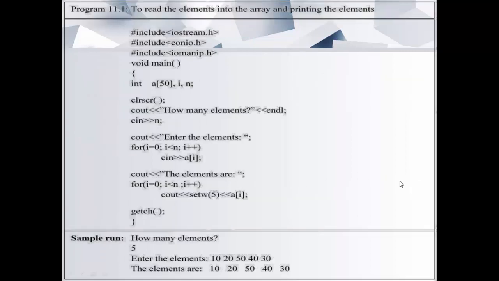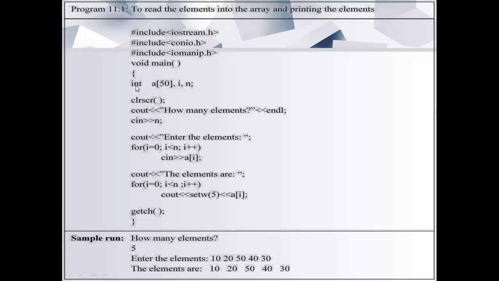So next here is a complete program, how to input the values and how to get the output, the same as we did in the previous program fragment. So here we read the elements into the array and print the elements. So these are the three header files we use in this program. iostream.h is used for cout and cin, that is input and output statements. Conio.h is used for clear screen and getch function, and iomanip.h is used for the setw function.